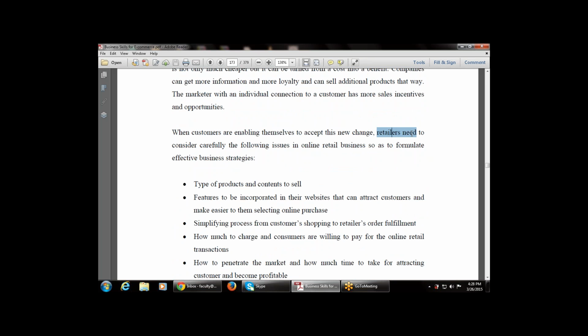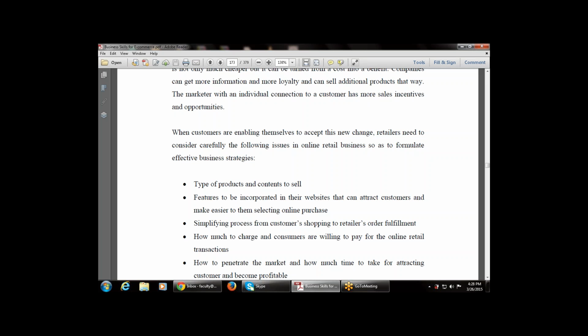When customers are enabling themselves to accept this new change, retailers need to consider carefully the following issues in the online retail business so as to formulate an effective business strategy. So what are the various issues with online retail strategies? First is the type of products and content to sell. Then the features to be incorporated in their websites that can attract customers and make it easier for them to make online purchases.